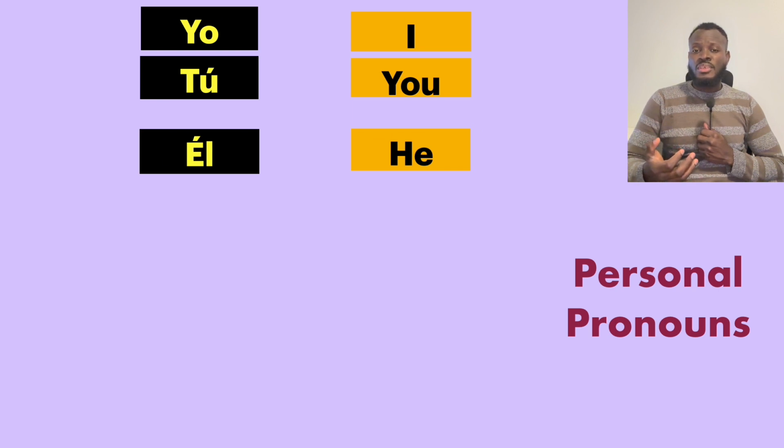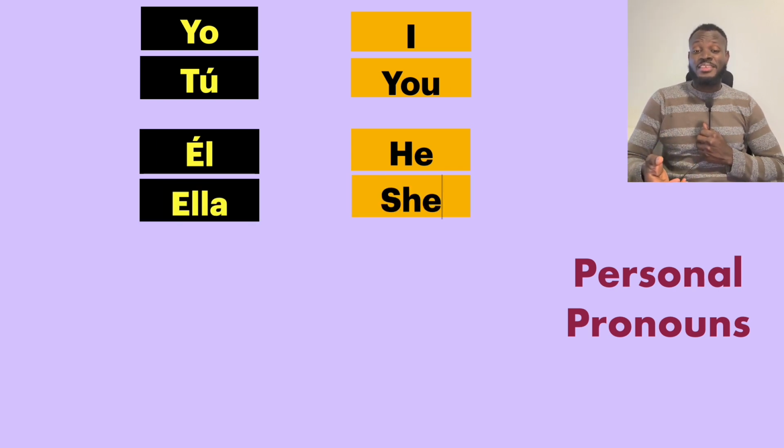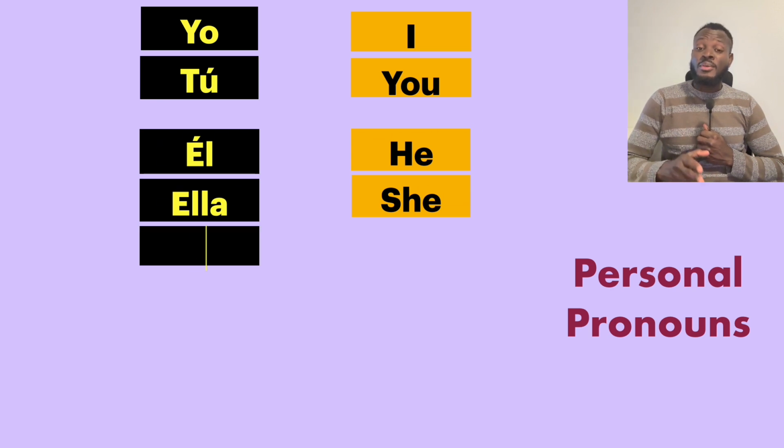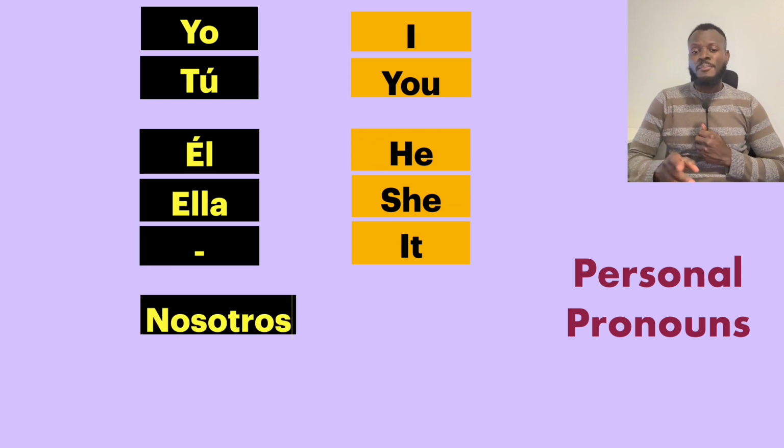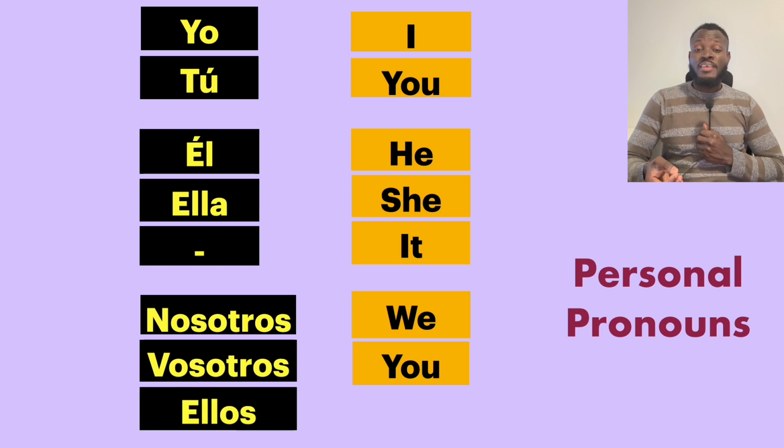Él is used in Spanish for anything: animal, person, thing, whatever it is. It doesn't matter. Same thing for ella. Ella is also used for a person, animal or thing, because everything in Spanish has to be either feminine or masculine. It doesn't matter whether you're a person or a thing. When it comes to "it" in English, we don't have that in Spanish. In Spanish, you have to be either male or female, feminine or masculine. We have neutral in English. Nosotros, this is for we, vosotros, for you, plural. And finally, we have ellos, which is they.